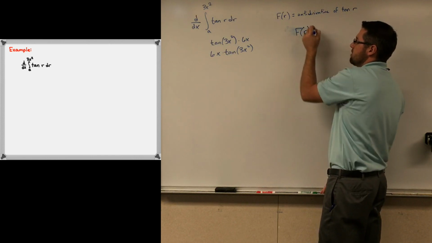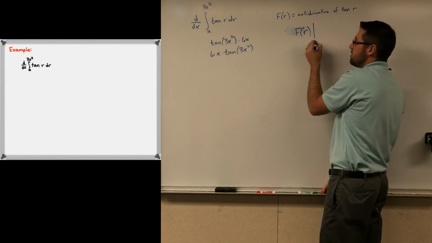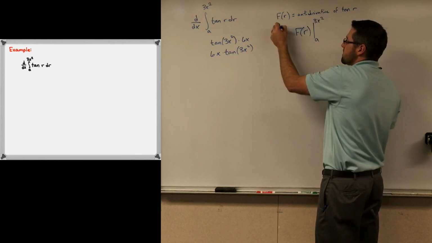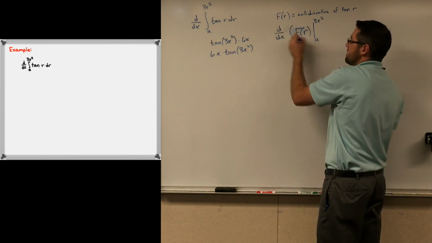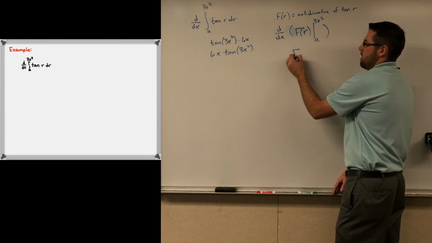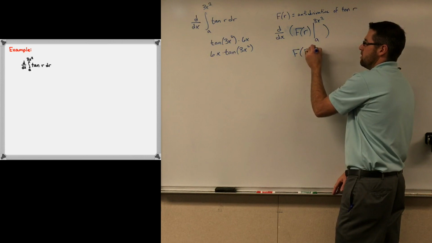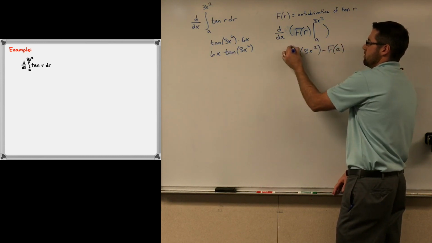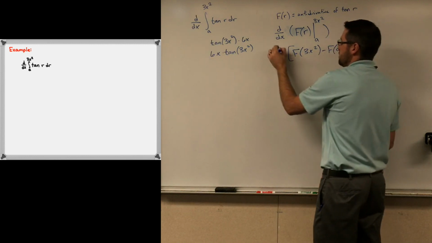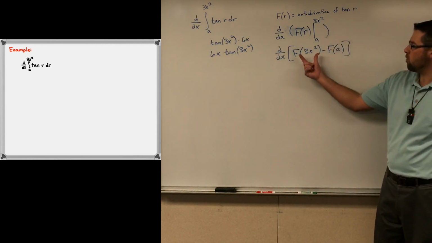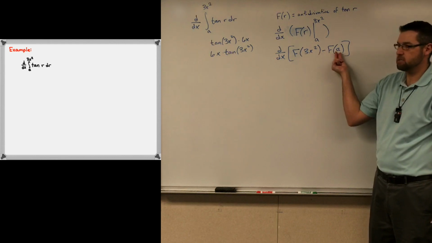Evaluated from a to 3x squared, right? And then we have the derivative out front. We'll get to that later. What would this be then? F of 3x squared minus f of a. And again, we'll take the derivative of that later. Actually, we can take the derivative of that now. A is a constant.